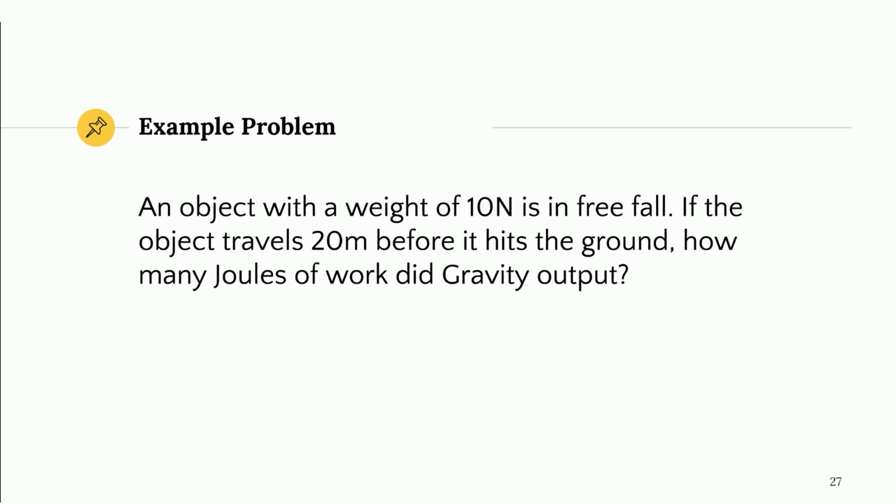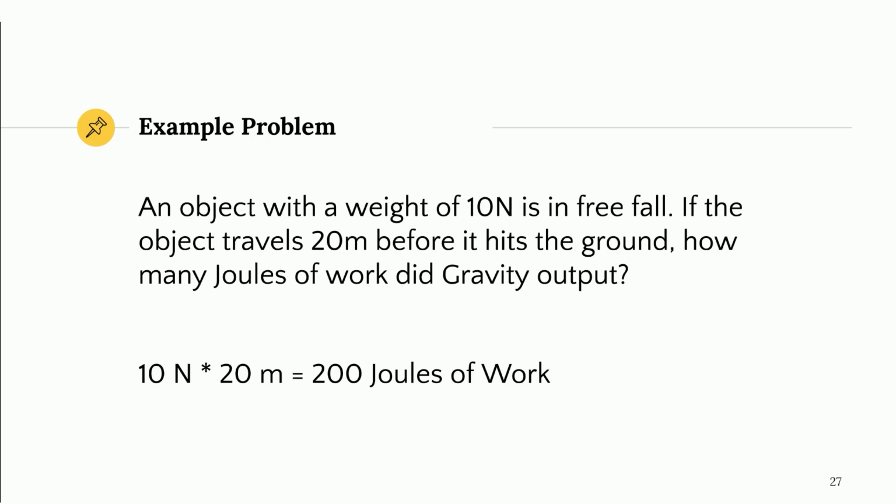So here's an example problem. An object with a weight of 10 newtons is in free fall. If the object travels 20 meters before it hits the ground, how many joules of work did gravity output? Okay. So here we can see that 10 newtons times the 20 meters that it falls equals 200 joules of work.